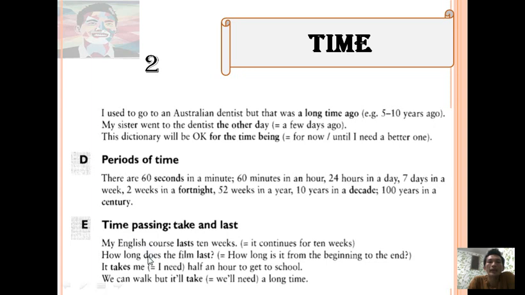It takes me, I need, half an hour to get to school. Time passing or take. We can work, but it will take, will need, a long time. We can work, but it will take 5 years. No, we can work, but it will take 5 minutes. So we will need 5 minutes. Okay, we'll need a long time.